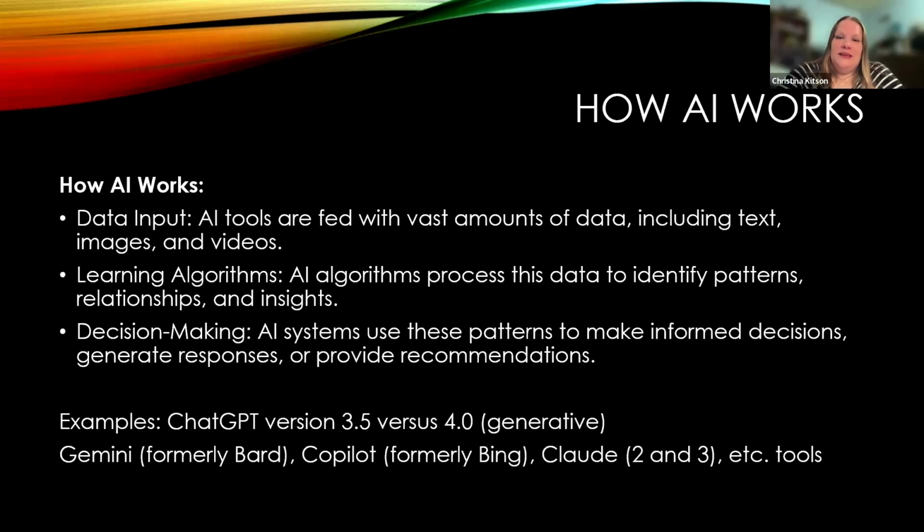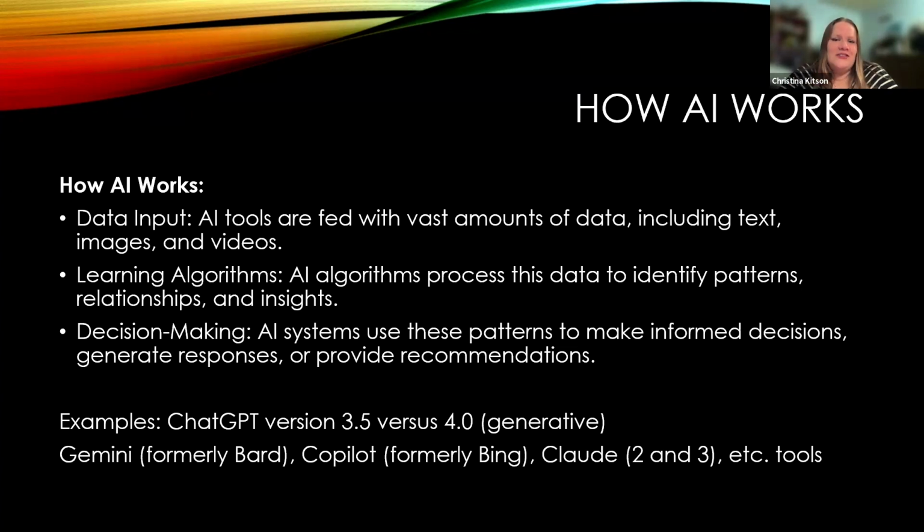So just a little bit on really basic on how AI works. You put the data in. AI tools are fed with this array of data, and it depends on the tool what data sets they have access to. But this might include text, images, videos, research, books, things that have been put on the internet. And then it's programmed with a learning algorithm to identify patterns, to look for relationships, and to form insights based on all of that data that's been put in.